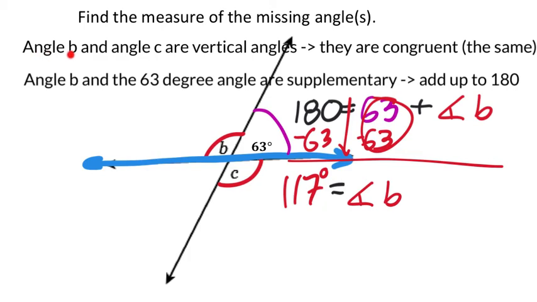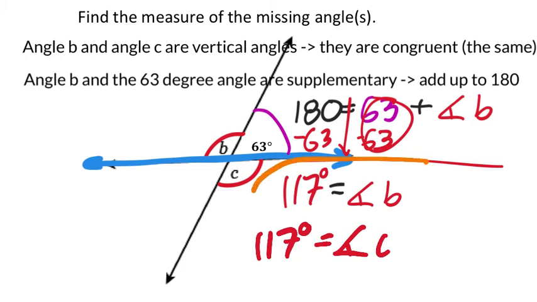But, like we said in the beginning, angle B and C are vertical, so they're congruent, they're the same, meaning that angle C also is going to equal 117 degrees. I did it.